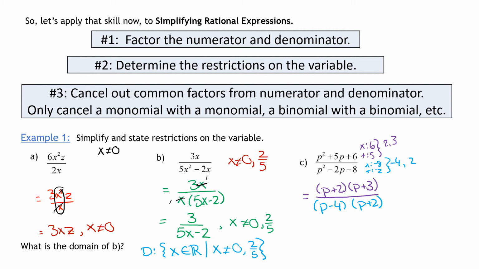So you need to memorize these steps. Factor, restrictions, cancel. Let me just circle those words because those are the big words there. If you just remember factor, restrictions, cancel, then you'll know your 3 steps.